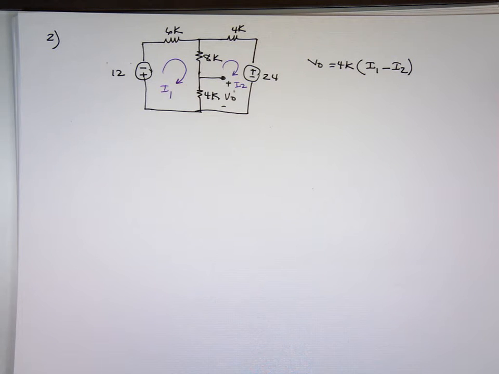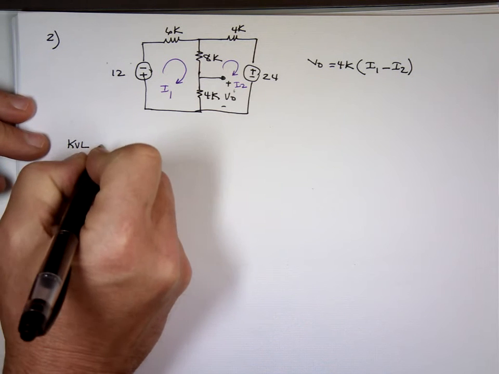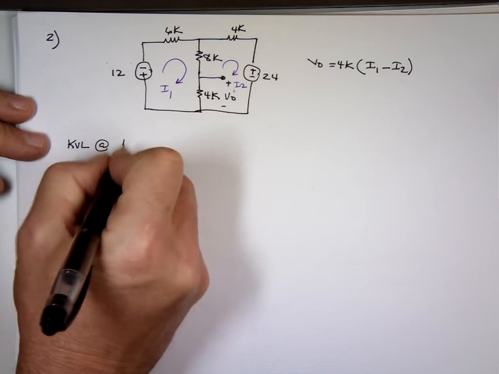So if I know what I sub 1 and I sub 2, I can jump back to this one and I have my V out. So let me do KVL at the first one. This is the first one.